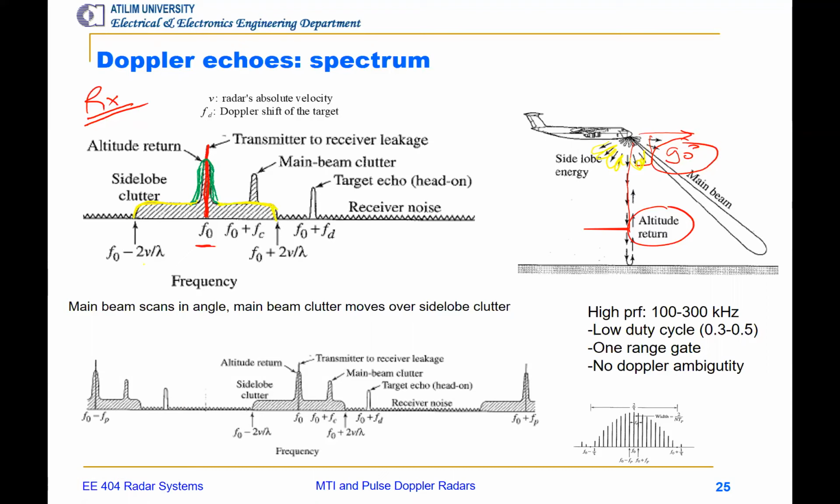The width of this clutter will be proportional to the motion of the platform. Okay? The higher the speed of our system's platform, the broader the width of the side lobe clutter. So here, as you see, the Doppler shift due to the side lobe clutter will be proportional to the speed of the platform itself. Okay.